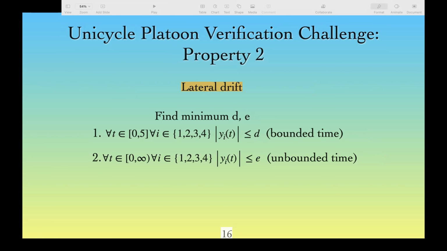The second verification challenge is to find the minimum value of D and E, which are bounds on the lateral drift of the unicycle platoon. Again, the bounded time variation will be between 0 to 5 seconds. We want to find bounds on the lateral drift of the unicycle vehicles, and the unbounded time property is that for all times, we want to find the bounds. So that's the second property.